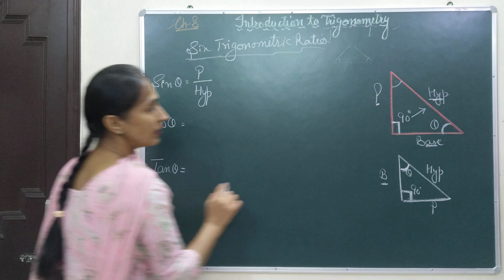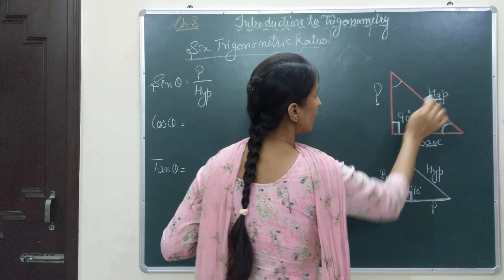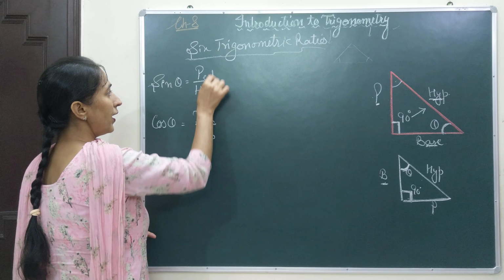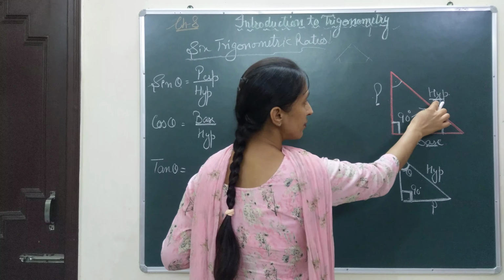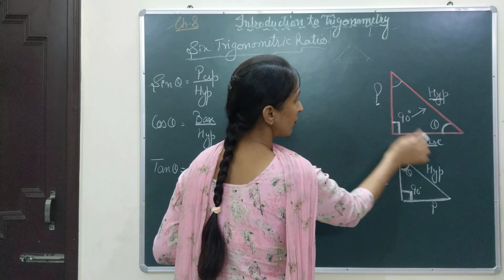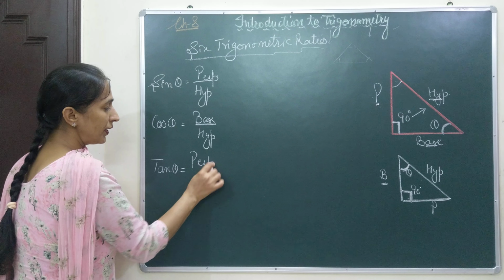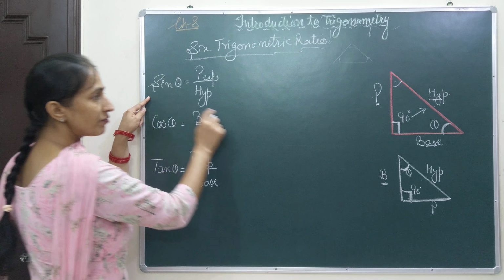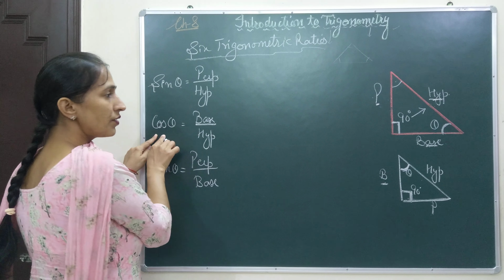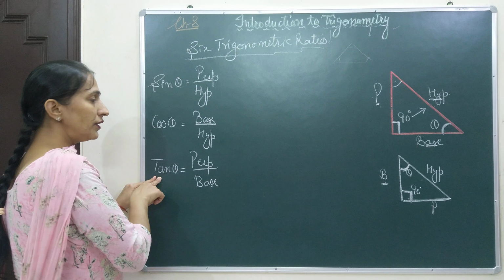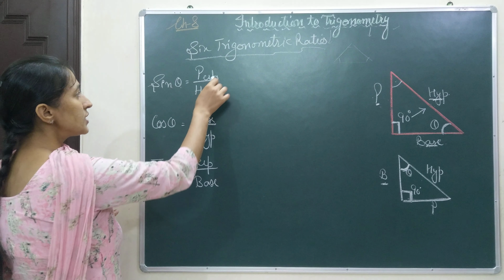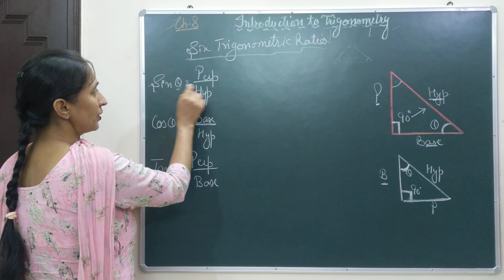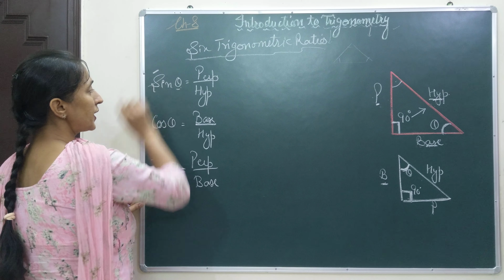When we are talking of cos theta, in that case we will be using base over hypotenuse. And when we are talking of tan theta, then hypotenuse we will skip. We will be taking only perpendicular and base. So tan theta will be perpendicular over base. So we have got 3 basic trigonometric ratios. Sin theta works on perpendicular and hypotenuse. Cos theta works on base and hypotenuse, and tan theta works on perpendicular and base. So these will help you to find the sides if you are asked for them, or the angle you are asked for.